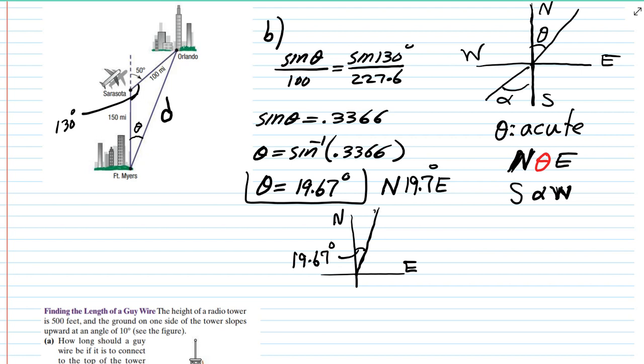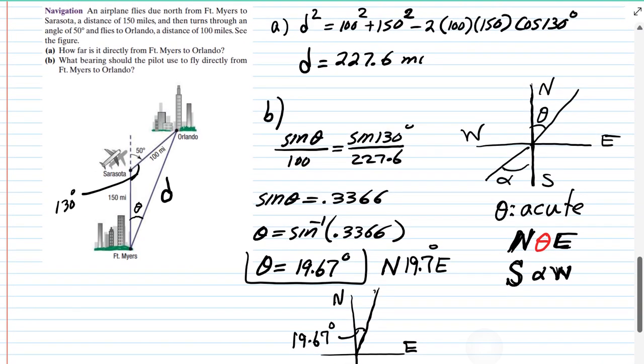So it's going to be north or south. That's the first letter, and again the second letter could be east or west. There we have that one. So we're good with this exercise.